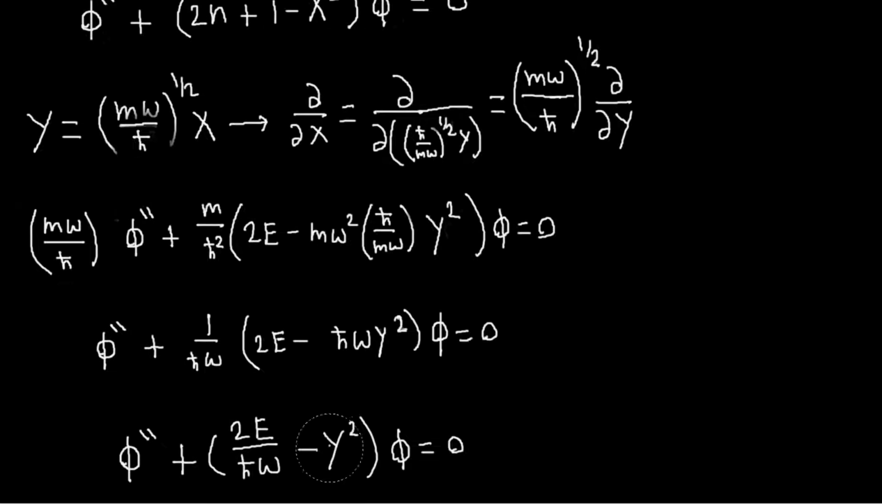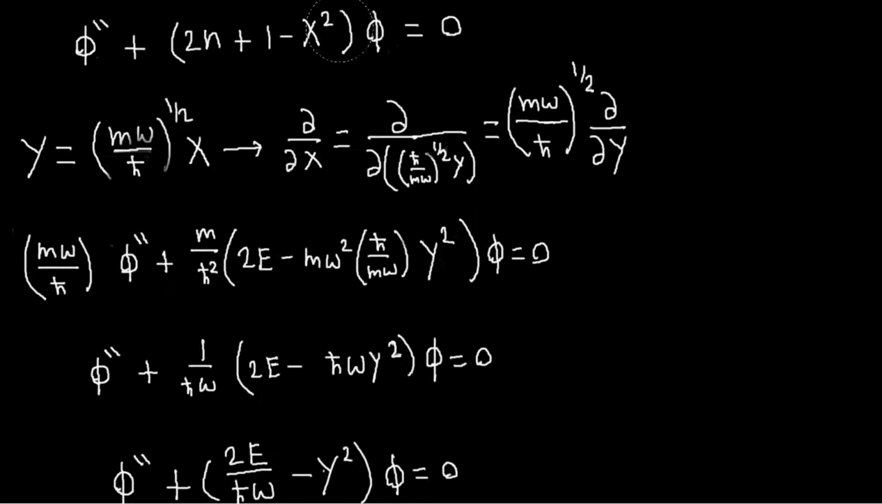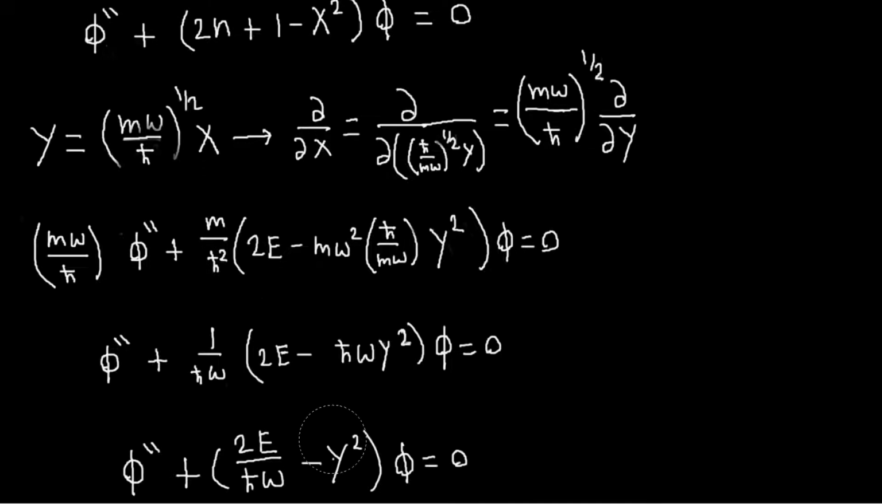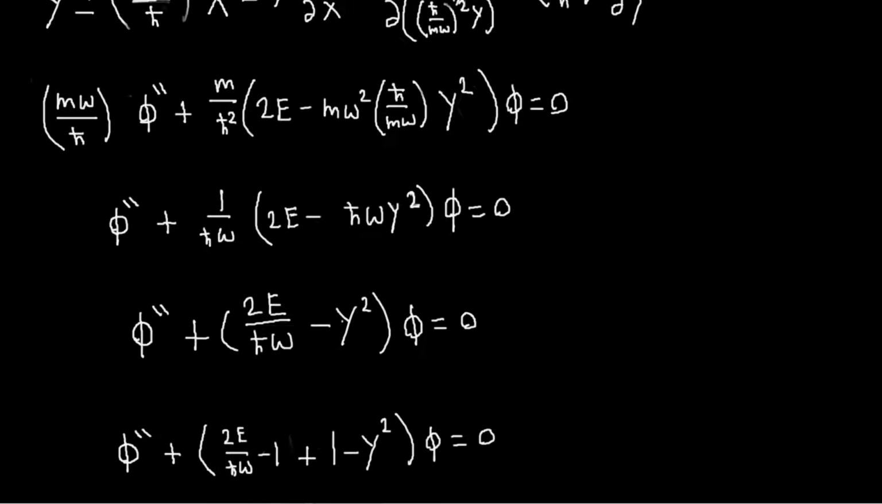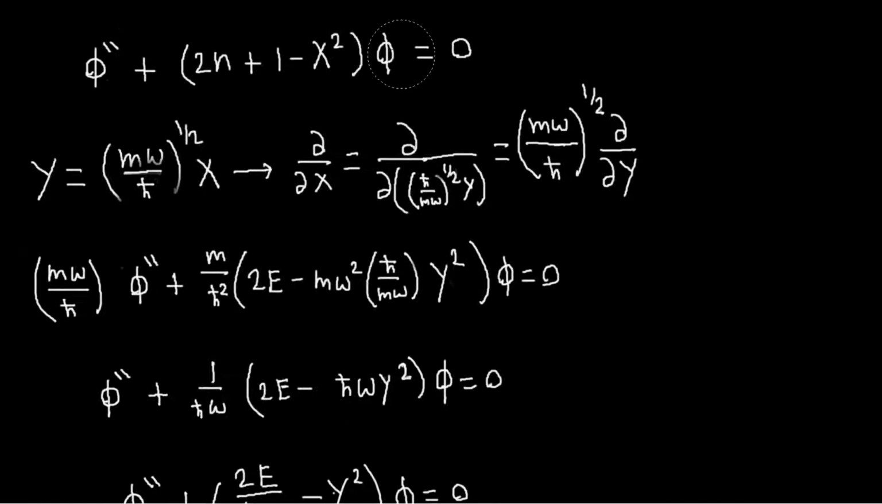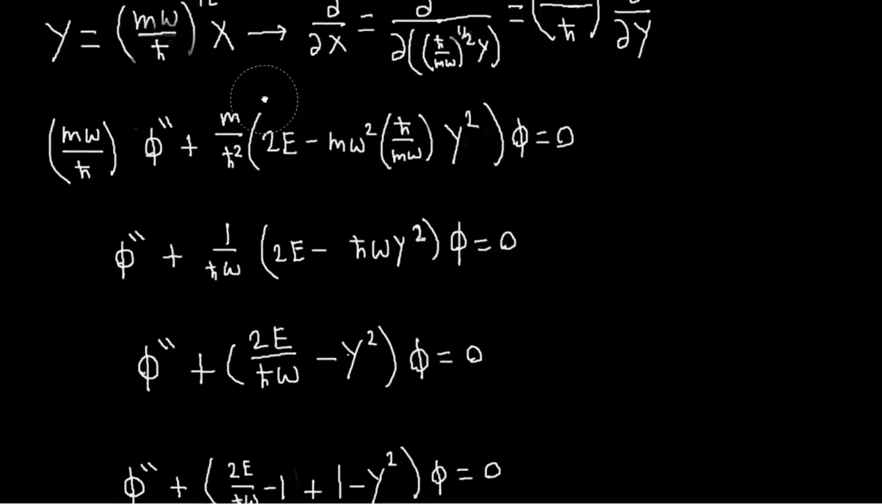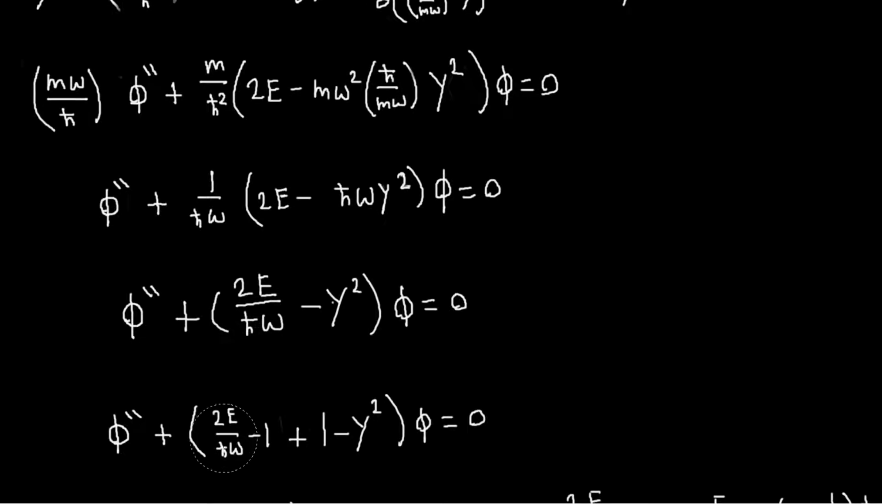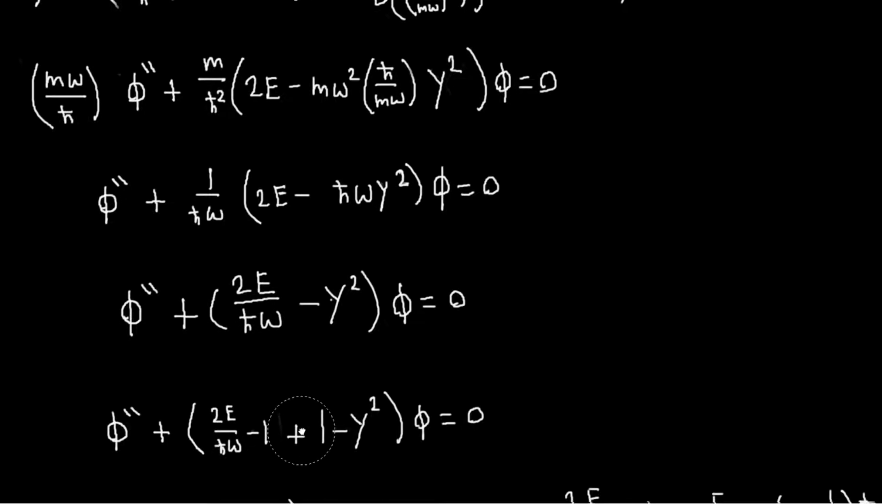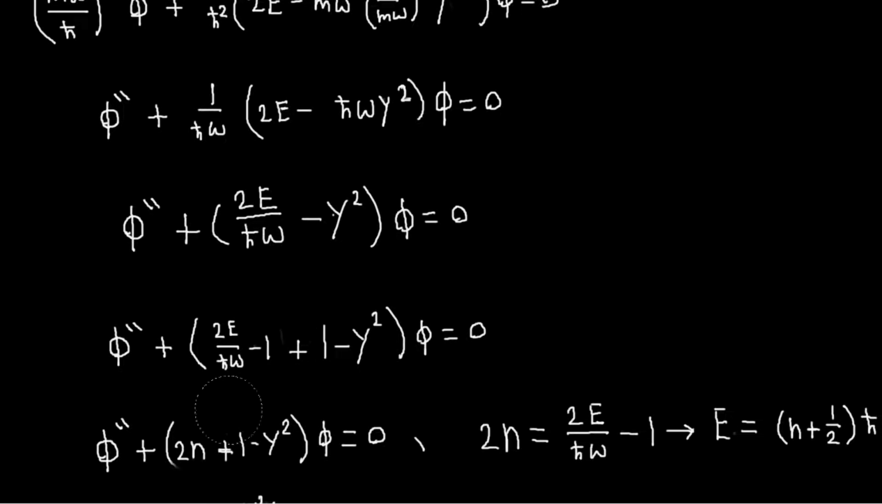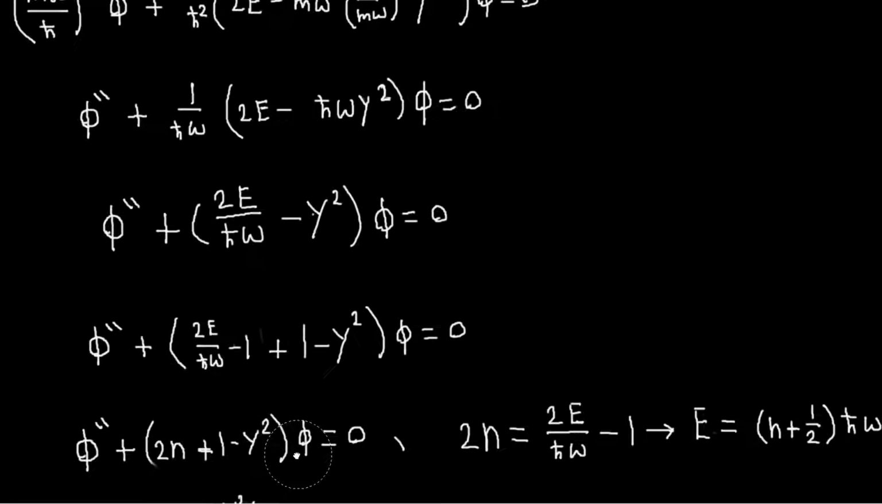And so now we're here, and this differential equation is looking a lot closer to the Hermite differential equation. It's just missing this plus 1 here. So what I'll do is I'll just subtract 1 and add 1. And then it's basically there. All we have to do is identify this 2n with 2E over h bar omega minus 1. And if we do that, then our equation does reduce to the Hermite differential equation.